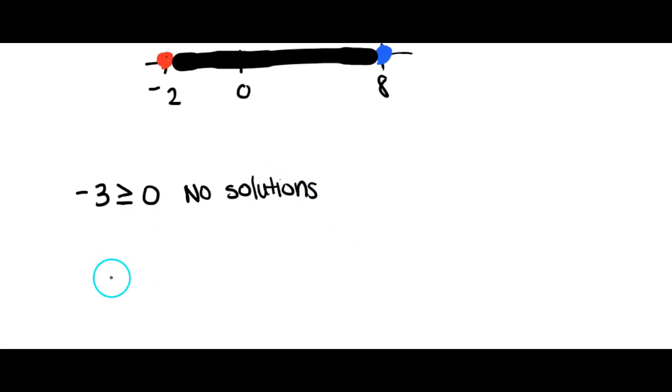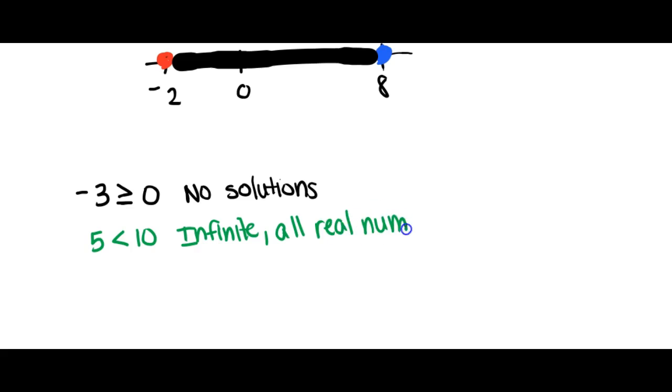Other times, you might end up with something like this. 5 is less than 10. Well, ask yourself, how often is 5 less than 10? Okay, remember how we talked about how that kind of thing is like an infinite forever thing? So you could say it's an infinite, or we could also say all real numbers. You'll see both of those. Because this will always be true. That's the whole point. Is this always going to be true, or is this never going to be true?